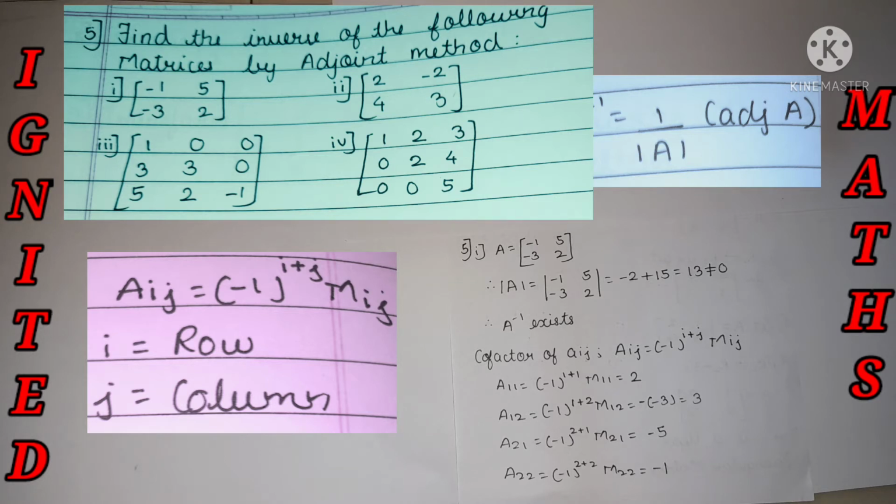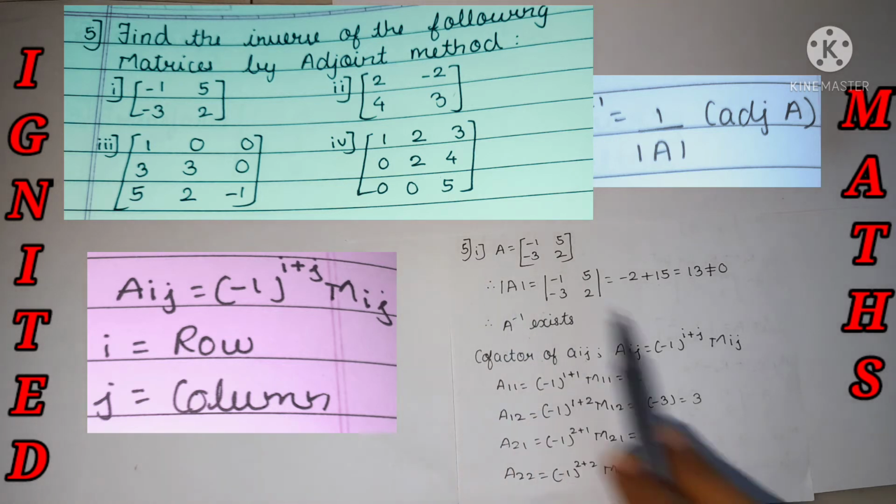There is one more way of finding the inverse, that is by using the transformation. That is, by using the elementary row or column operation we can also find the inverse of the matrix. So first I'll explain the method for finding the inverse by the adjoint method, and we will move to the transformation method. So this is the fifth main question asked.